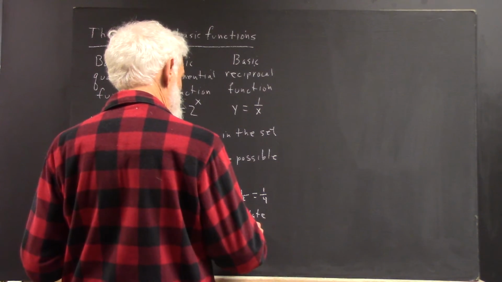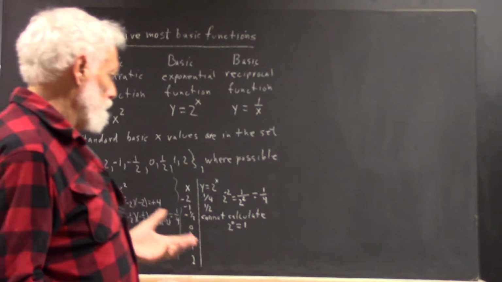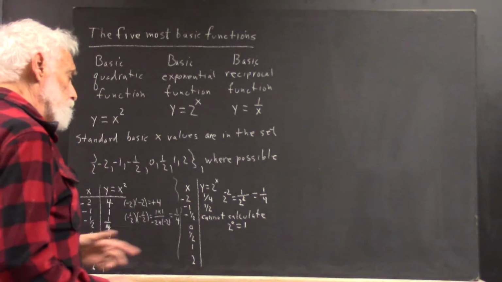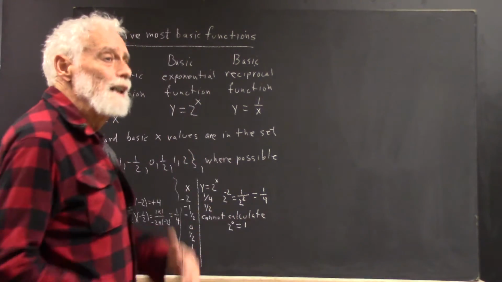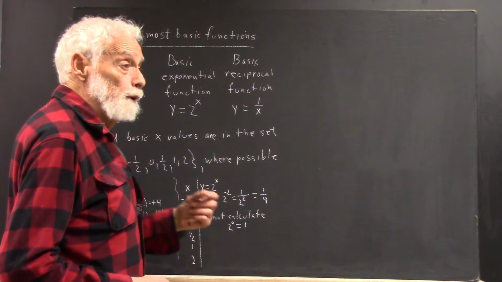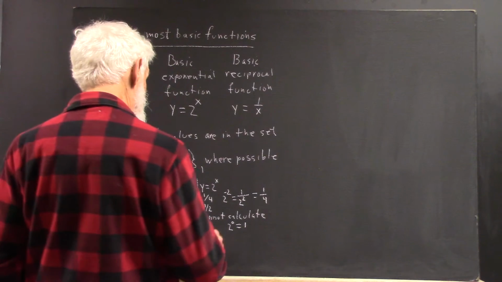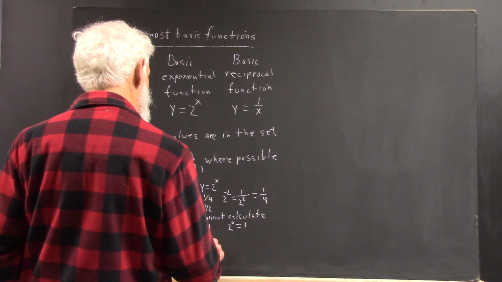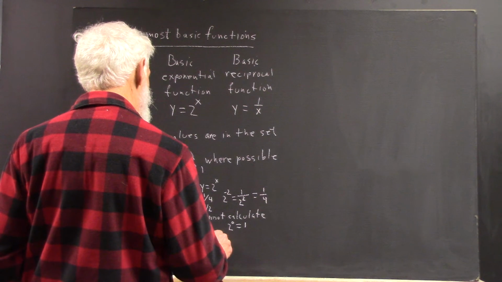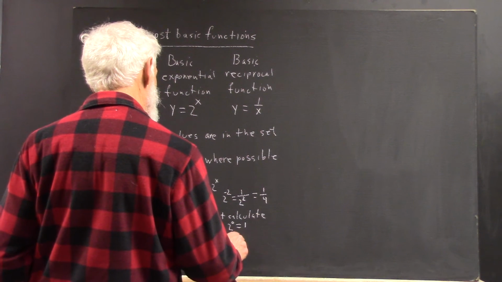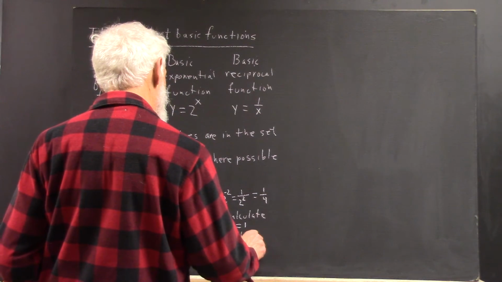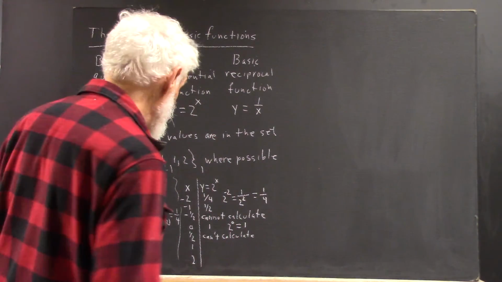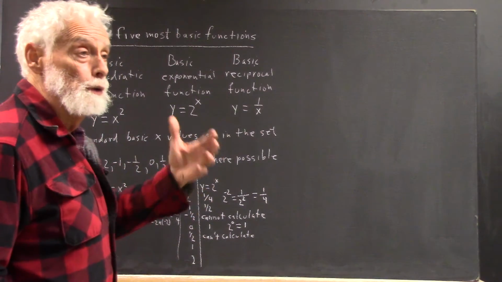This is simply something that I'm a little bit shocked isn't ingrained in people when they come into a pre-calculus course. 2 to the 0 is 1 because any number to the 0 is 1, including 0. 0 to the 0 is 1. So that's 1. Okay? You cannot calculate 2 to the 1/2, the square root of 2. You can approximate it, but you can't calculate it.